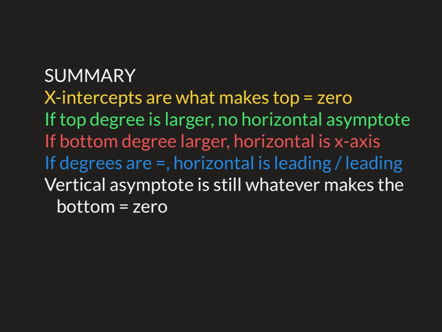The green sentence, if top degree is larger, there's no horizontal. That's what the last one we just did was. The red one, if the bottom degree is larger, then the horizontal asymptote is the x-axis. If the degrees are equal to each other, the horizontal asymptote is found by doing leading coefficient over leading coefficient. And don't forget the bottom, the white part. The vertical asymptote is still whatever makes the bottom equal 0. Okay, so that's what we were doing the other day. That's still there. So really 4 rules for graphing these things, and then let your calculator do the rest.